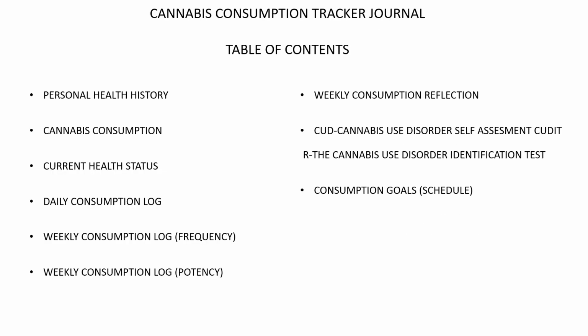So the Cannabis Consumption Tracker Journal includes a personal health history, cannabis consumption history, a current health status, and then you have a daily consumption log to complete, a weekly consumption log on frequency, a weekly consumption log on potency, a weekly consumption reflection, and then you complete the cannabis use disorder self assessment, and then you set out your consumption goals on a schedule, on a calendar.